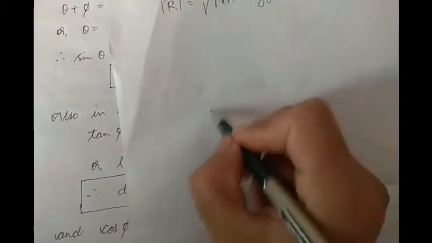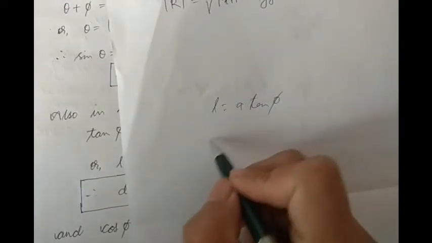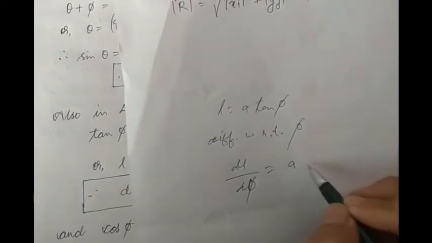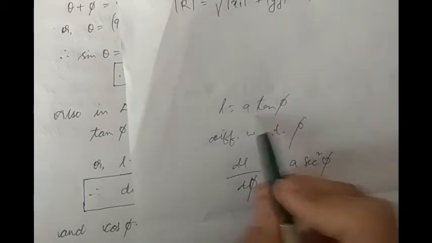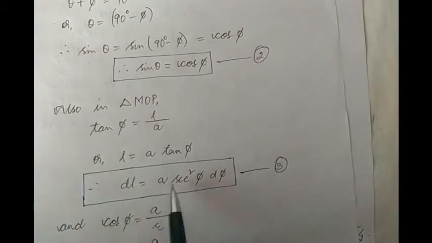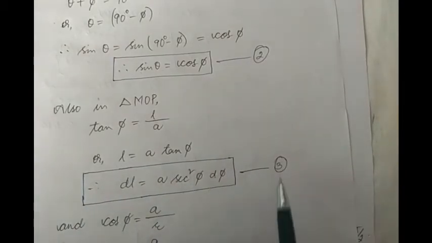What we are doing is, we have this, L is A tan phi. So differentiating with respect to phi, what we get is dl by d phi is equal to A sec squared phi, because the differentiation of tan phi is sec squared phi. And it's like we are cross multiplying. So therefore we get dl is A sec squared phi d phi. Okay, hope you've understood. So this is what we get: dl is A sec squared phi d phi. This is my equation number 3.